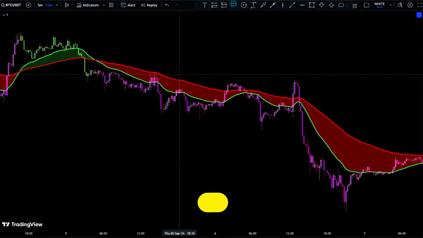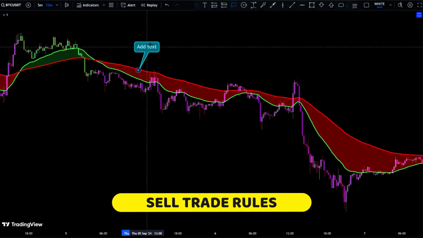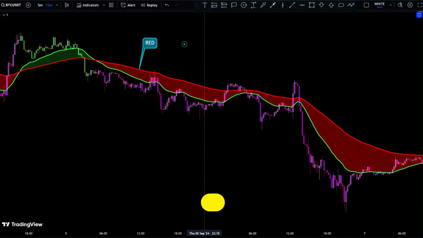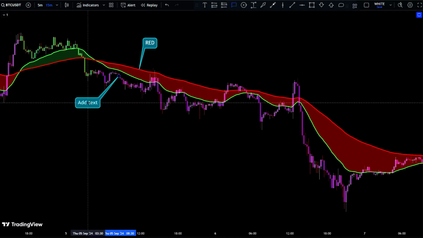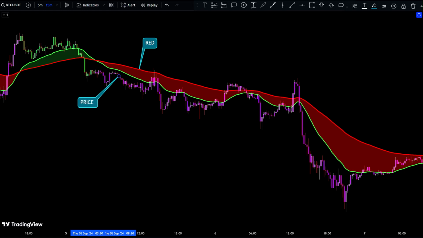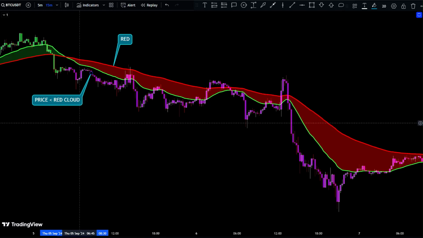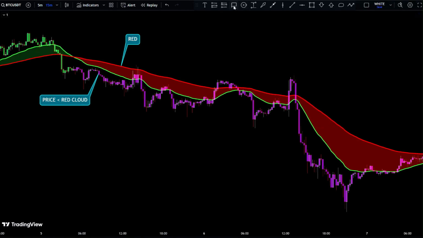And when it comes to sell trades with this strategy, we'll be focusing on identifying a downtrend in the market. Keep a close eye on the price action and watch for price dropping below the red cloud. This is a telltale sign that a sell opportunity might be on the horizon. As the price retraces to the red cloud, it's time to get ready for a potential sell signal.